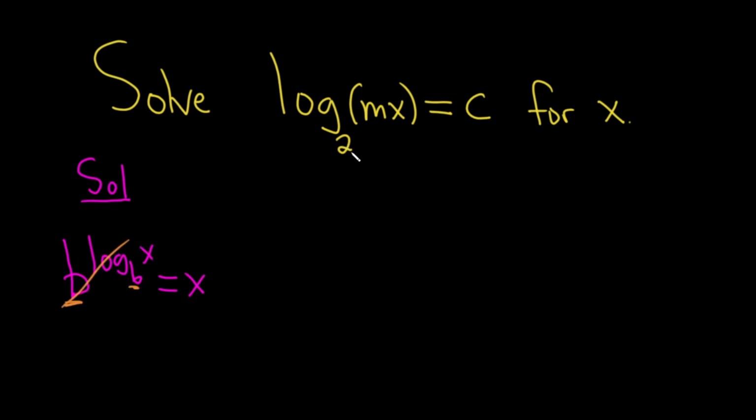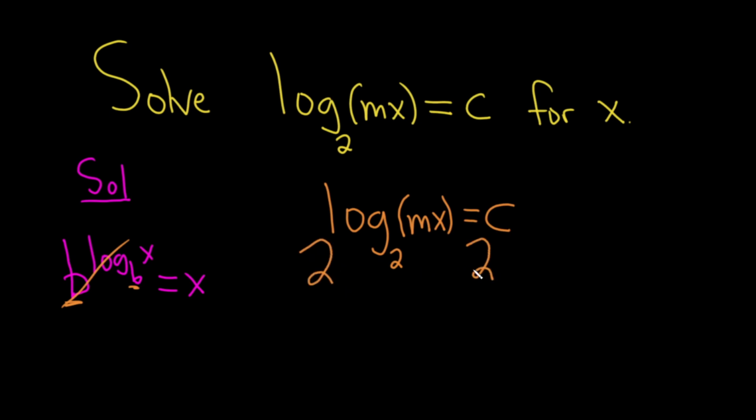So here we have a base of 2. So I'll start by writing down the equation again. Log base 2 of mx equals c. And so to get rid of this log, because the base is 2, we have to put a 2 here as well. Then we'll put a 2 here. Then you see these go away because the bases are the same. So we get mx equals 2 to the c.